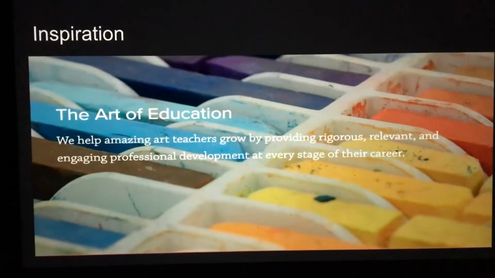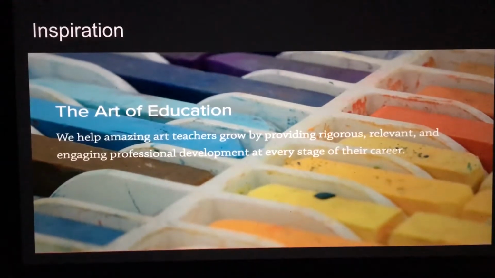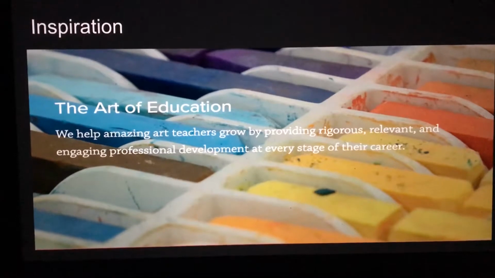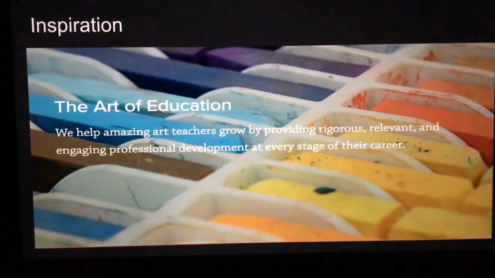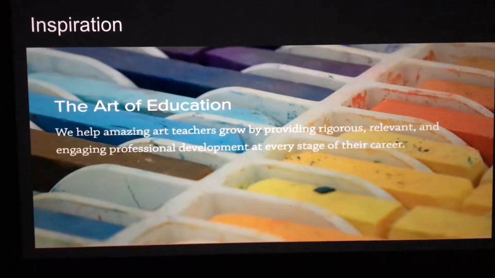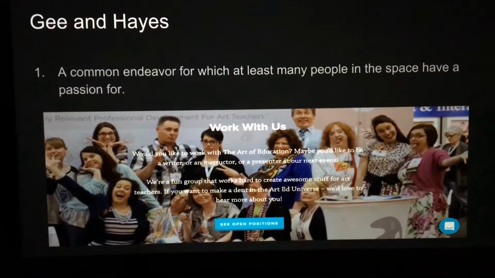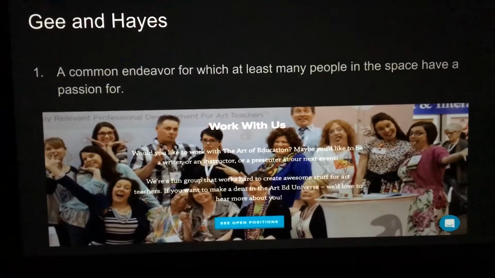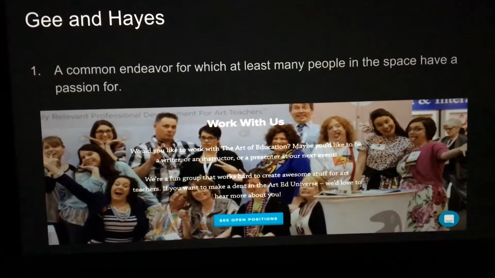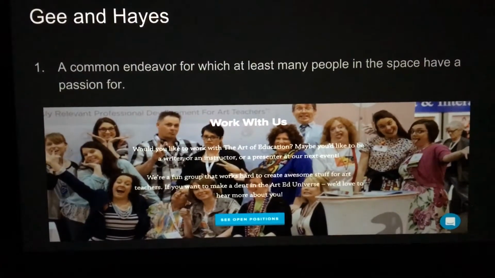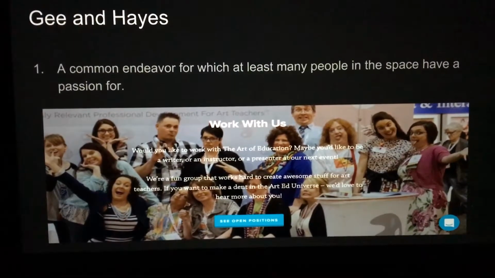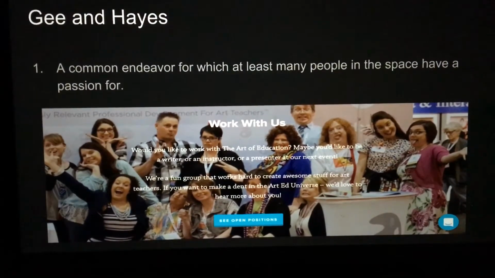So the Art of Education, they have a very current group of writers and people who are active in the community to bring information together, and I was very taken by just the setup of their whole community. The community itself, just like-minded people. We have silly art teachers and passionate art teachers, people who want to learn and just to better their craft. So I found this closely associated with Guy and Hayes.